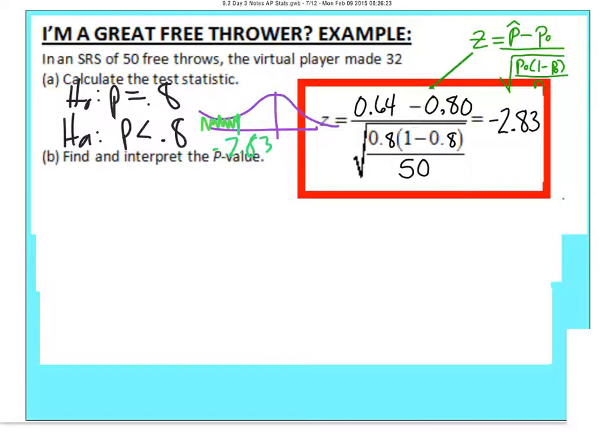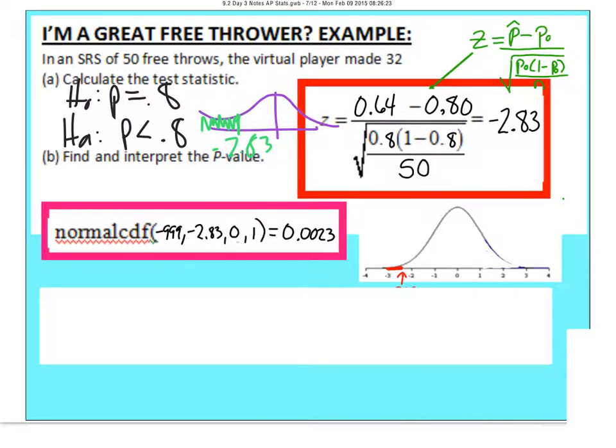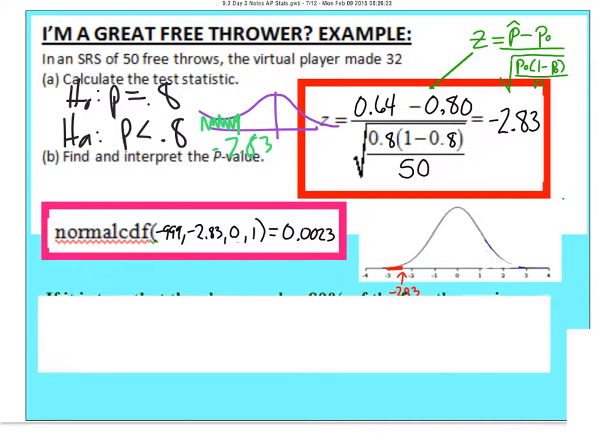We did assume, and we checked the conditions, that it's approximately normal. Therefore, what we can do to find the p-value is do a normal CDF on this. Notice we're going to go from our lower bound to our upper bound. This is standardized data, so we use the mean of 0 and a standard deviation of 1. Based on that, the p-value, or the probability, is incredibly small. This is actually about 0.2% chance of happening.